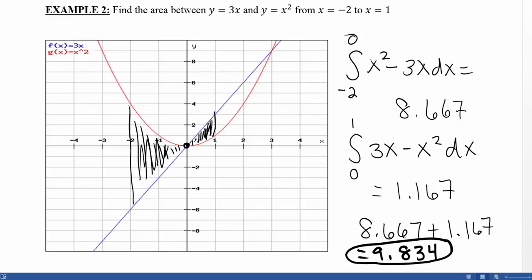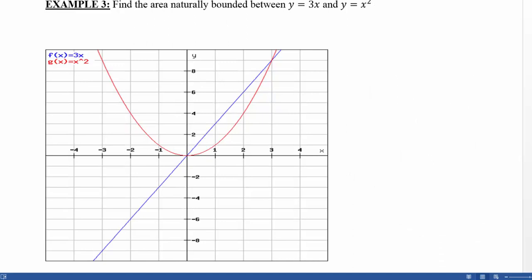Let's look at another example. Example 3. Find the area naturally bounded between y equals 3x and y equals x squared. So we're working with the same two functions we looked at in the previous problem, only now I'm not given explicit bounds on where to look. Instead, I'm told that I'm looking for the area that's naturally bounded. So I have to graph these two functions here to understand where I'm looking.